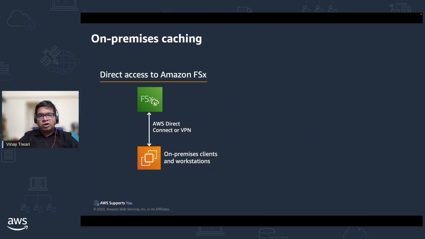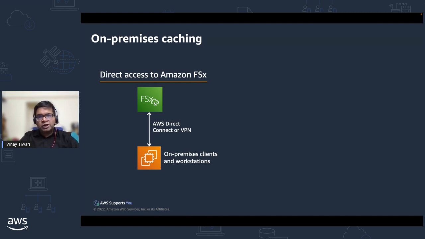Okay, talking about hybrid capabilities, I wanted to talk about two things. First is on-premise caching. So as you can see on the screen, you can access FSx from on-premise. This can be over Direct Connect or VPN, and this works really great. We have a lot of customers currently doing this today.